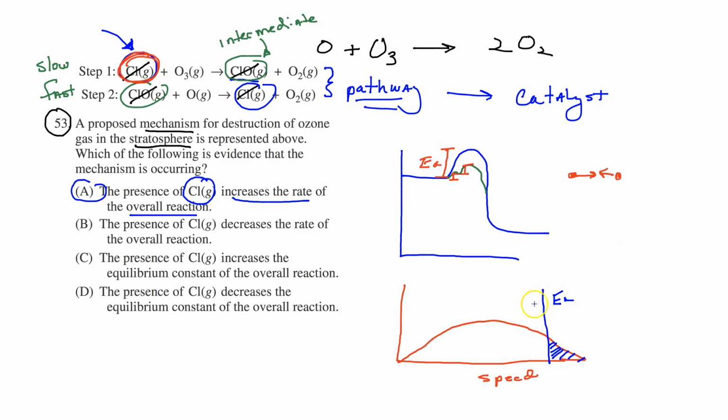But if you were to lower E of A, move it downward this way because of a catalyst, now you have all of these remaining molecules that have the energy to make collisions effectively. And that's why the rate of reaction increases. It changes the pathway by lowering the activation energy, because the collective activation energies of this mechanism, this pathway, is lower than without. Okay, so 53 is A.